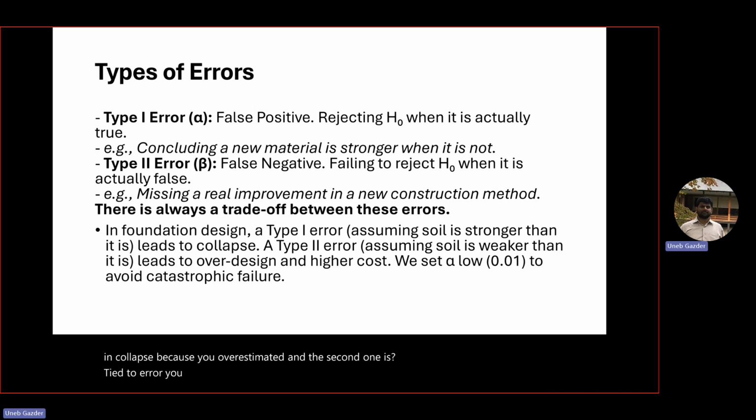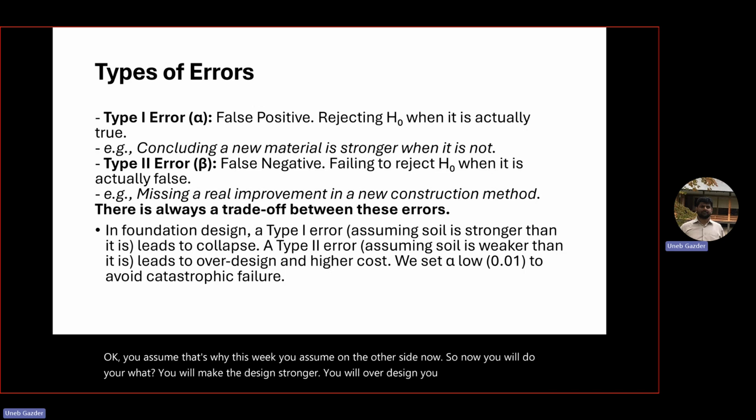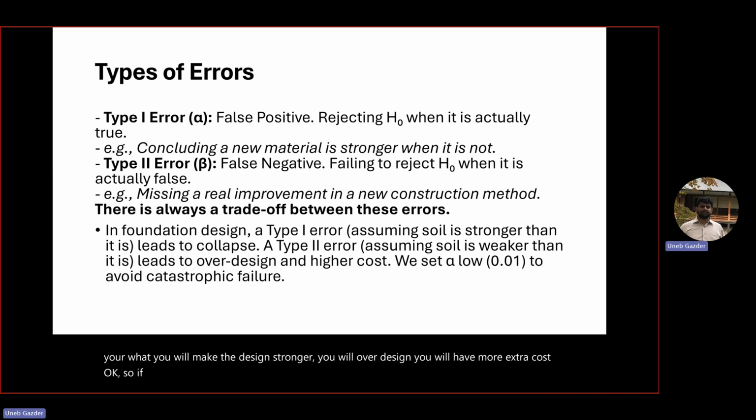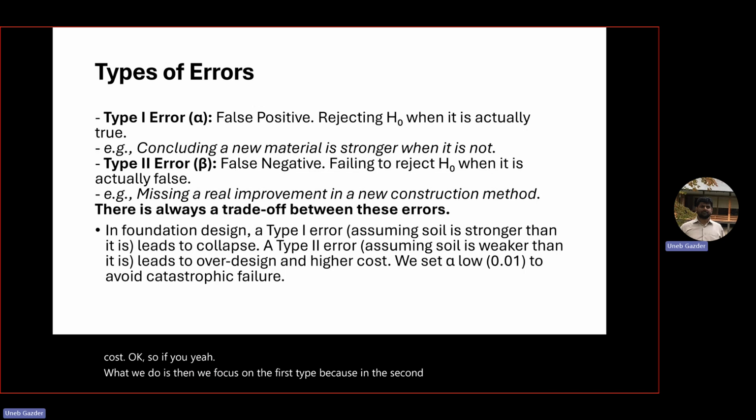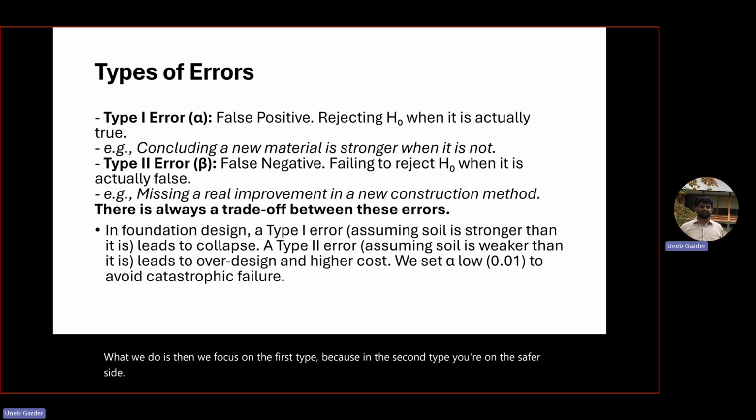You assume that the soil is weak when it was actually stronger. So you assume on the other side now. So now you will make the design stronger. You will over design. You will have more extra cost. So what we do is we focus on the first type, because in the second type you're on the safer side. In this case, you will over design, but you will try to avoid the collapse.